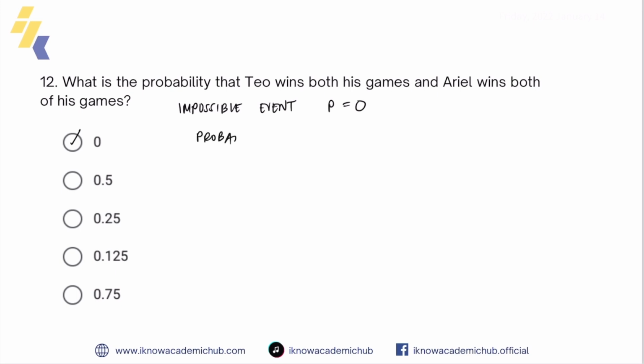Remember that for probability, the only allowable values are from 0 to 1. If 0, it will never happen because it is impossible. While 1 is a sure event. Okay? 100% it will happen. Okay.